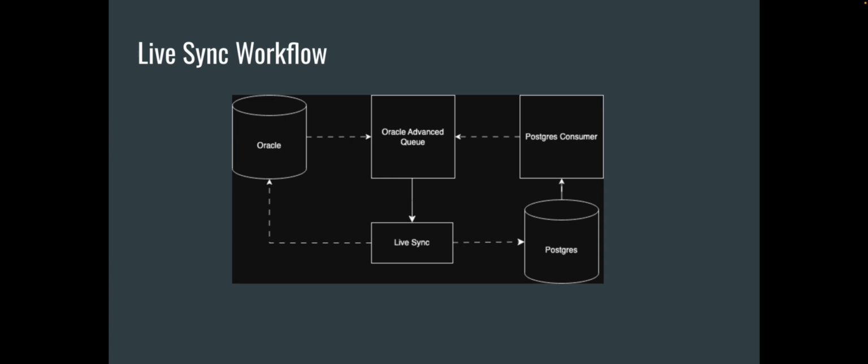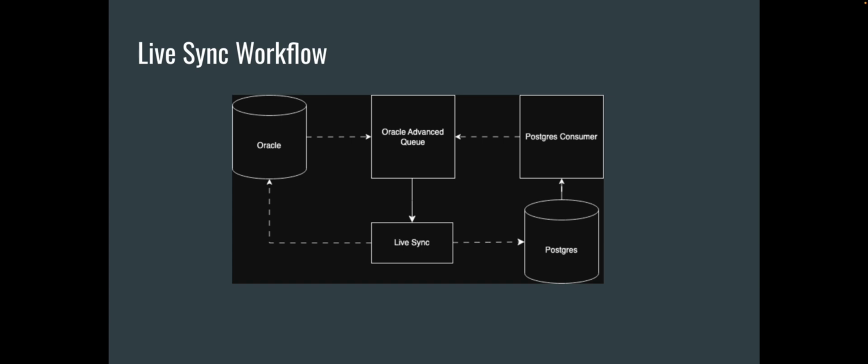Again, we're utilizing Oracle triggers. Any inserts, updates, and deletes that are happening are captured in the Oracle table triggers, to be more precise, which connect to the Oracle Advanced Queue to store any updates. And then on the sideline, we have a live sync process that will read from the Oracle Advanced Queue, read any updates, and ultimately process those updates over to Postgres.